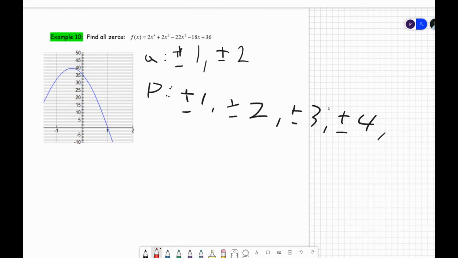All right, so now you get the fun of trying out all of those factors. So go ahead and write out all the factors first.